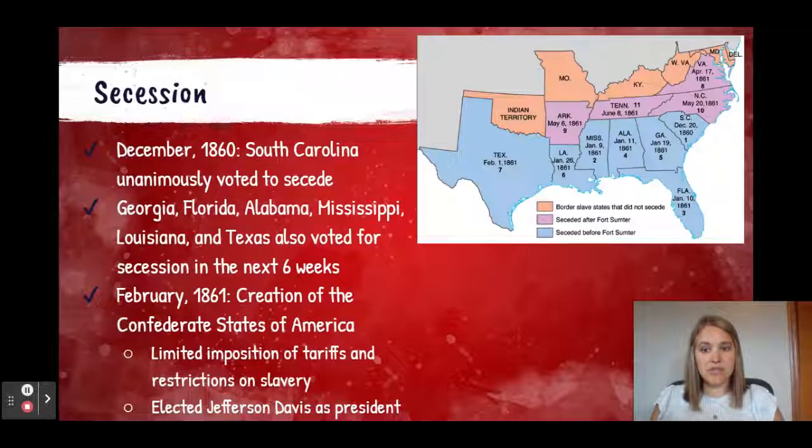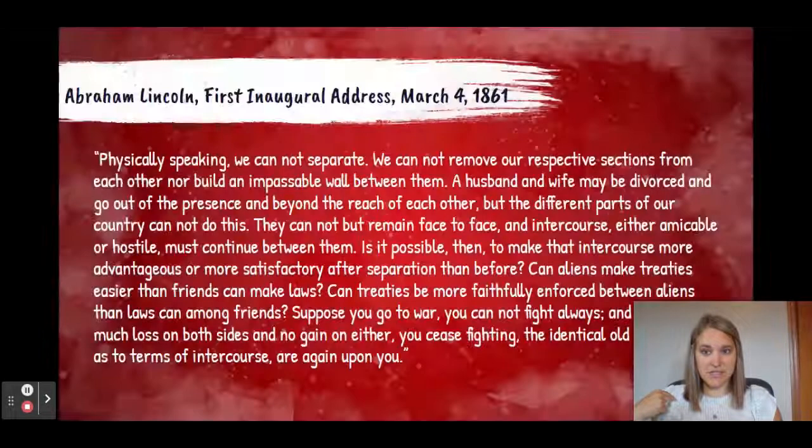In 1860, South Carolina unanimously votes to secede, followed 6 weeks later by 6 additional slave states. In February of 1861, we see the creation of the Confederate States of America, and they're going to limit the imposition of tariffs and limit restrictions on slavery, and Jefferson Davis will be elected as their president.